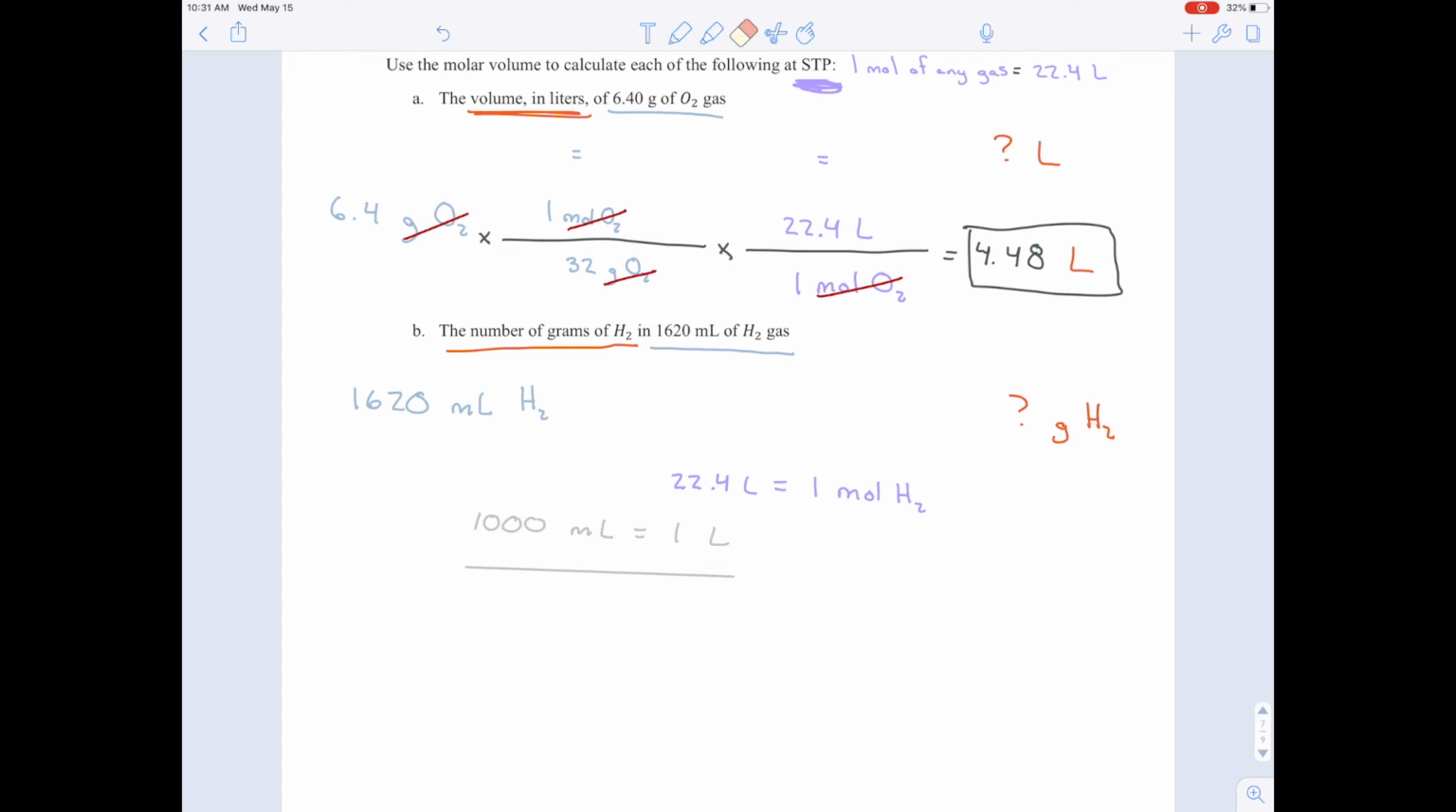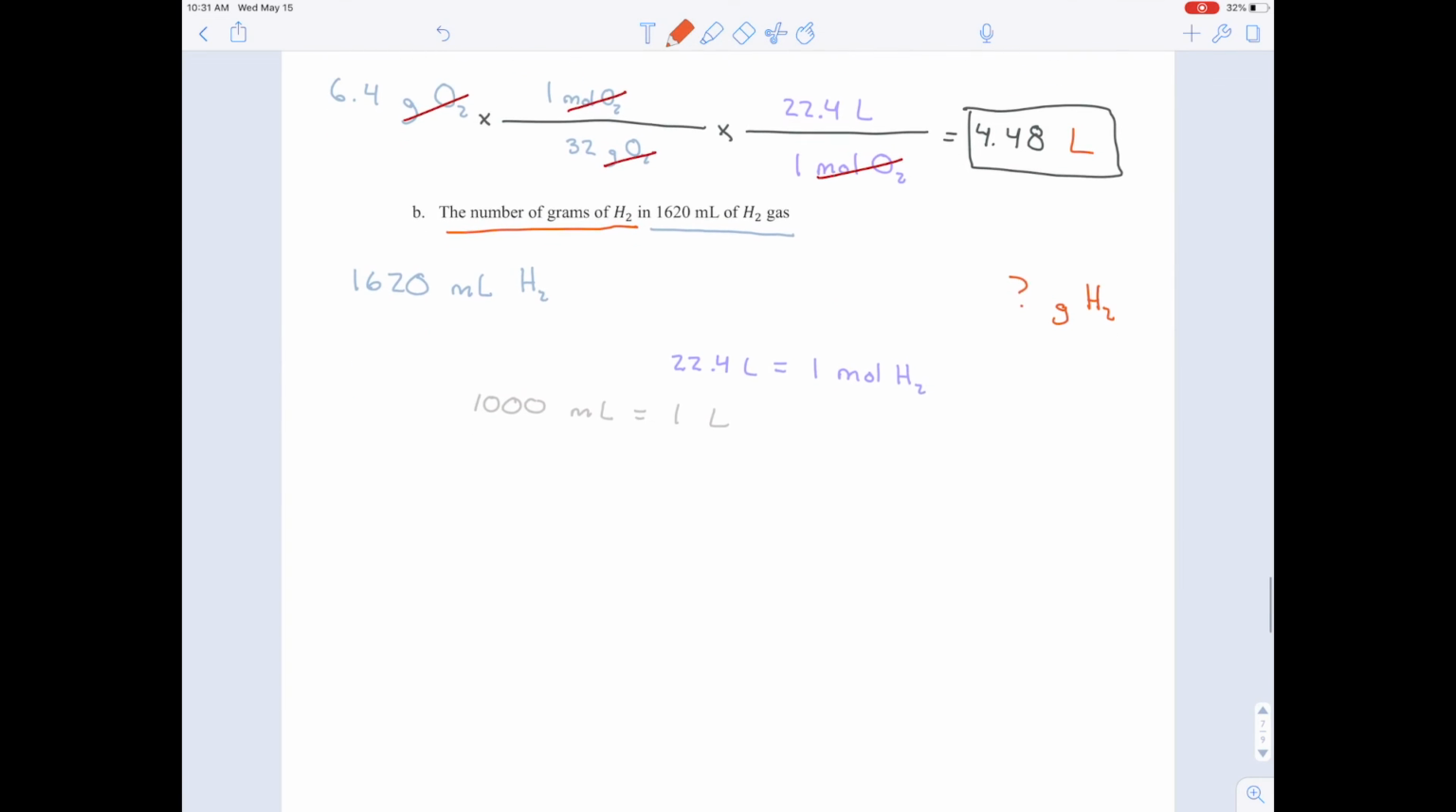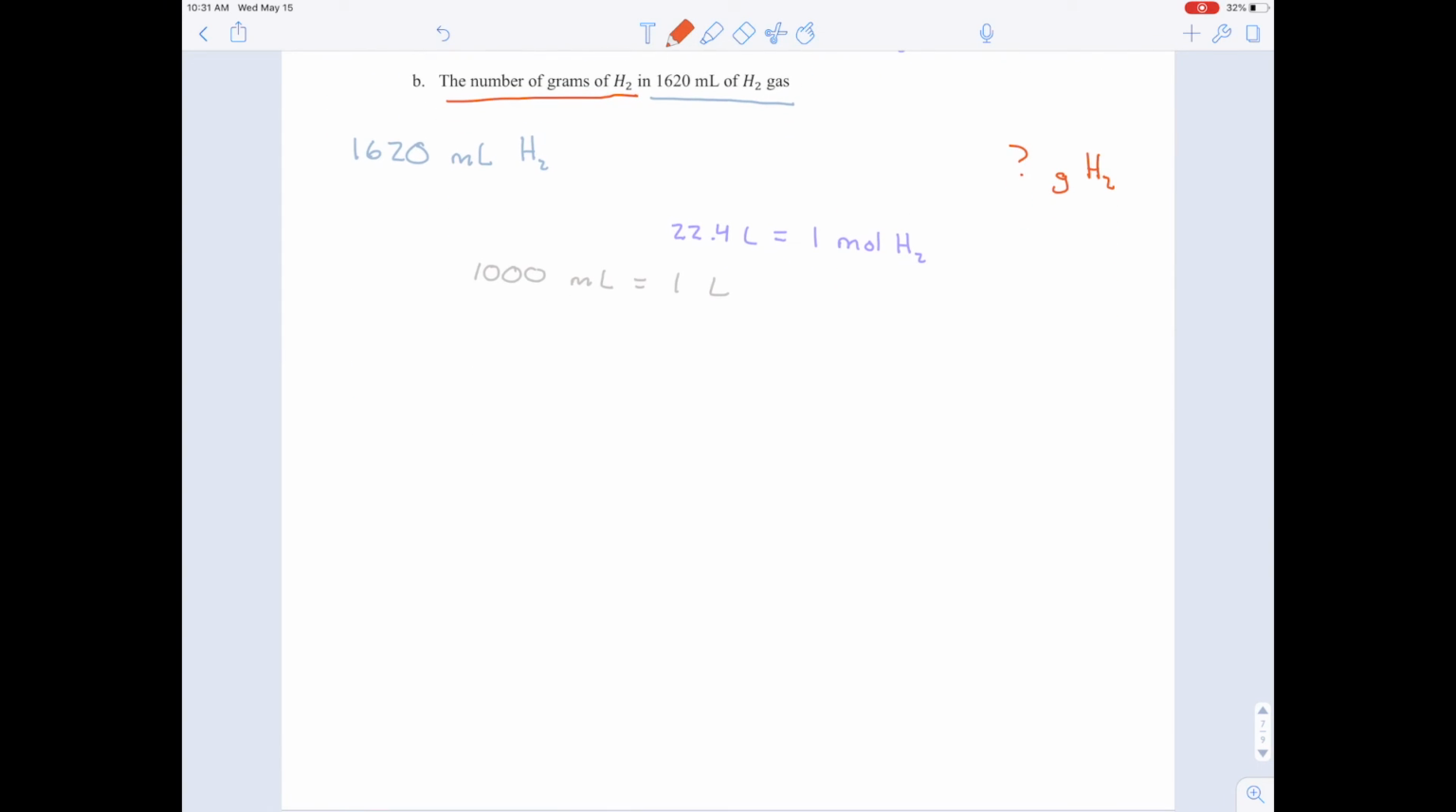Then we just have to get to grams. And we can get from moles to grams using the molar masses on the periodic table. So you would want to add those up. Now, the assumption you make is that you have 1 mole of H2, and you want to know how many grams of H2 that's going to be.